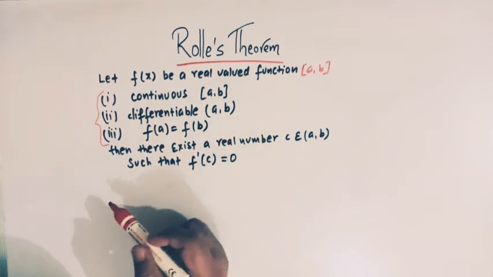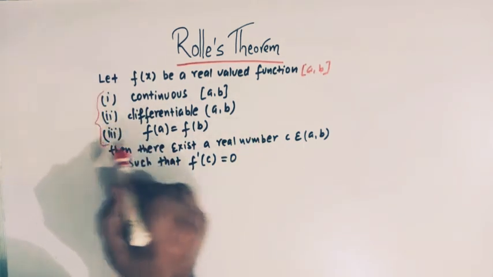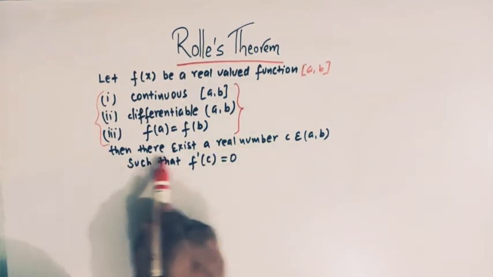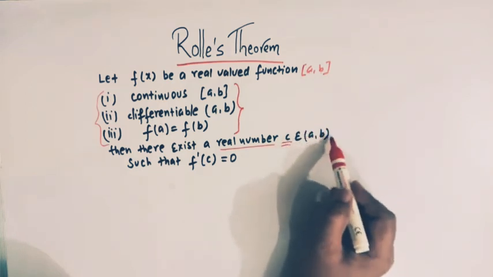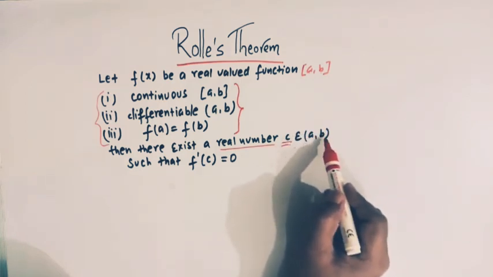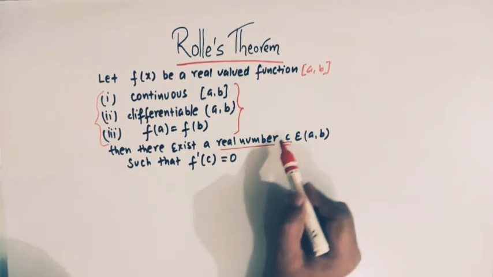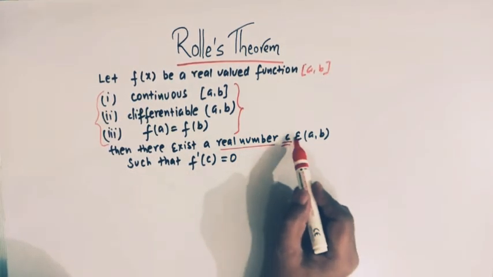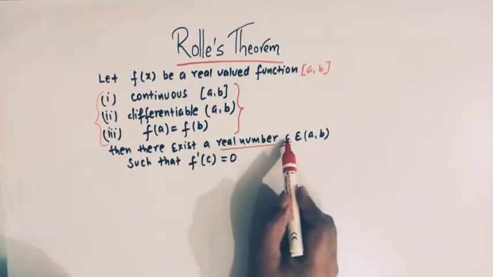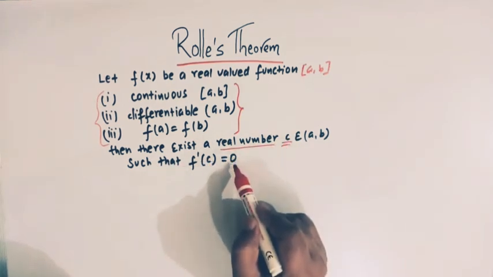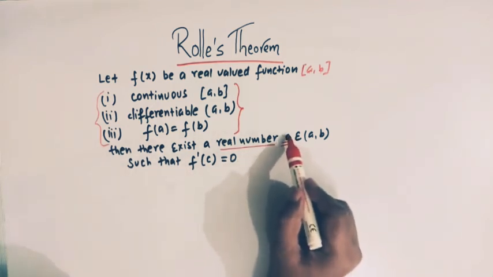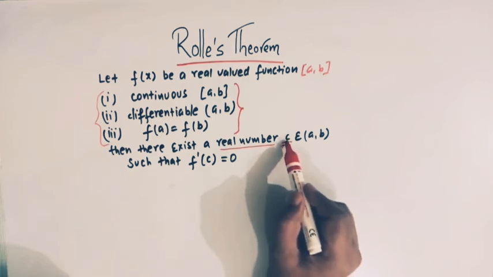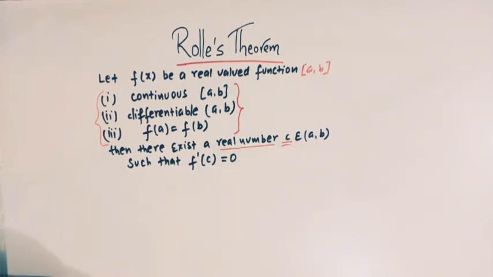Then Rolle's theorem says that if these three conditions are satisfied, there must exist a real number c belonging to the open interval (a, b), such that the derivative of the function at this point c is equal to 0. It means that at the point c, the tangent must be parallel to the x-axis.